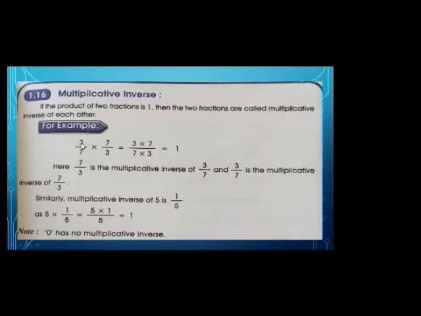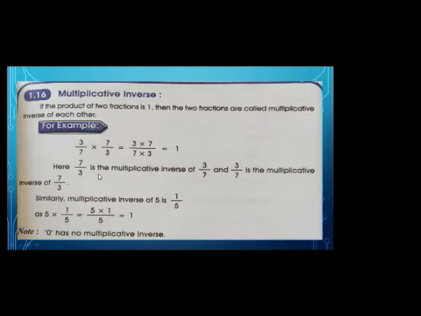So now multiply the numerators, 3 multiplied by 7, then multiply the denominators, 7 multiplied by 3. Multiplying 7 and 3 gives the answer 21, and in the denominator 7 multiplied by 3 also gives 21. You can cancel them or divide them, or it is also possible: 7 ones are 7 and 3 ones are 3. So from the numerator we get 1, and from the denominator we get 1, and 1 divided by 1 is 1. So their result is 1, and both fractions are multiplicative inverses of each other.